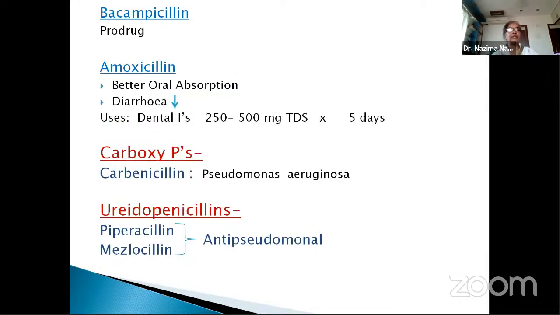Now, bacampicillin, which is a prodrug, is converted to ampicillin and then the drug acts. Then we come to amoxicillin. Now, amoxicillin, the indications of course are quite similar to ampicillin.